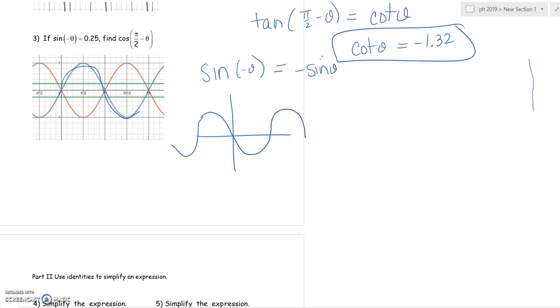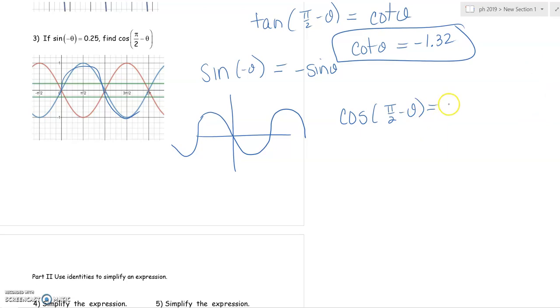So unique to sine theta, not to every graph, not to every trig function, but if you reflect the sine over the y-axis, it will be the same as the graph of the sine of theta reflected over the x-axis. So that's a trig identity right there. So now they're saying, let's take a look at what is the cosine of pi over 2 minus theta.